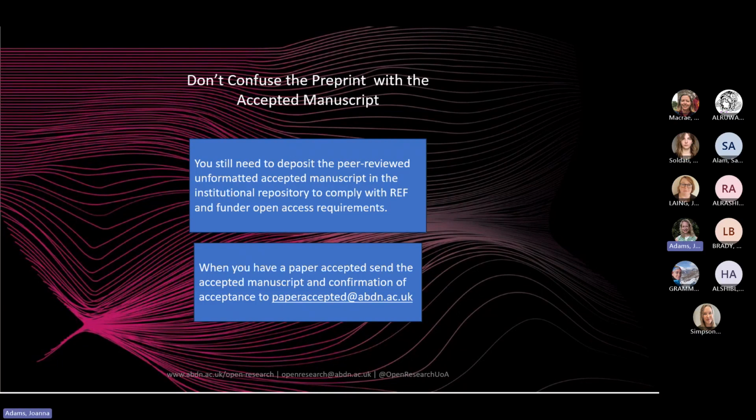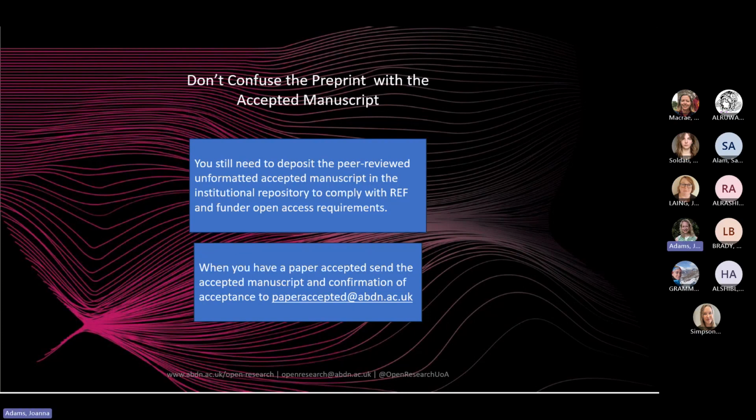Now, make sure that you don't confuse the preprint with the accepted manuscript. The preprint's your really early version, but the accepted manuscript, which is the formally peer-reviewed by a journal, unformatted final draft, is the version that REF and funder open access policies require you to make open access. So don't think, oh, my preprint's available, that's fine, I've done everything I need to do.